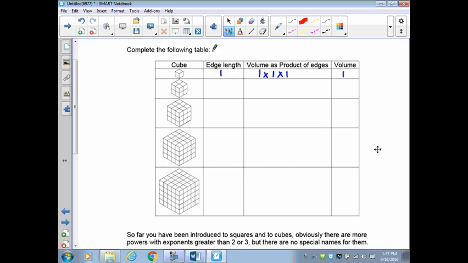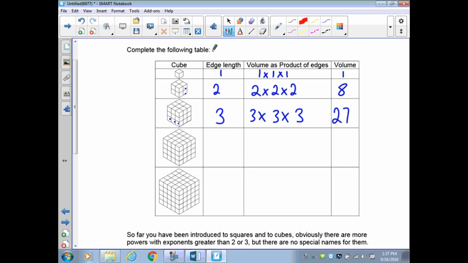Okay, so the second one has an edge length of 2. So that means it's 2 by 2 by 2. And 2 times 2 is 4, multiplied by 2 again gives me 8. And this one has an edge length of 3. So that is 3 by 3 by 3, and that gives us a volume of 27.